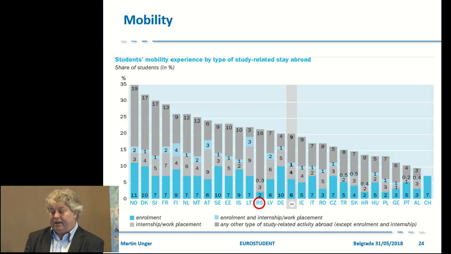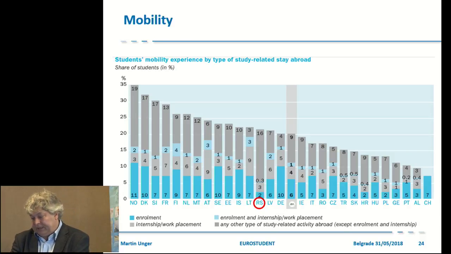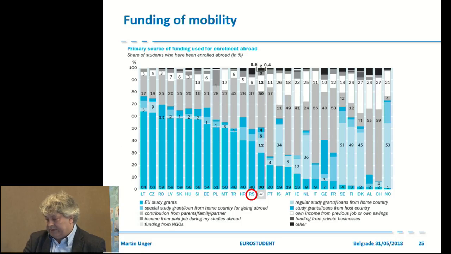What is on the next slide is the obstacles to mobility, and that makes more sense asking the students in the moment when they are considering being mobile. But still, it makes sense to have in the background that here only 2% enroll somewhere, and 3% do enrollment plus internship abroad, but 16%, the largest share, do more or less short trips abroad. So that is also a very different pattern to many of the other countries.